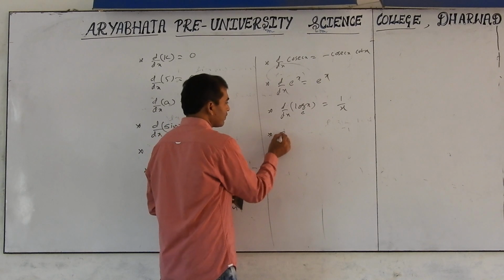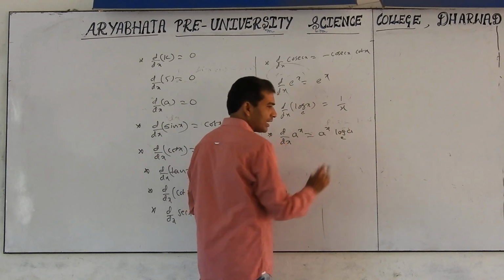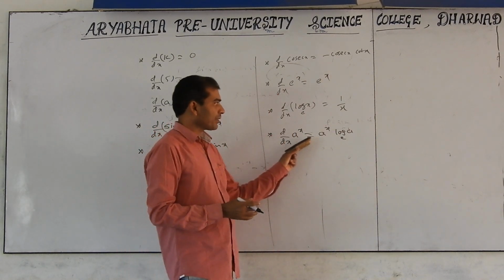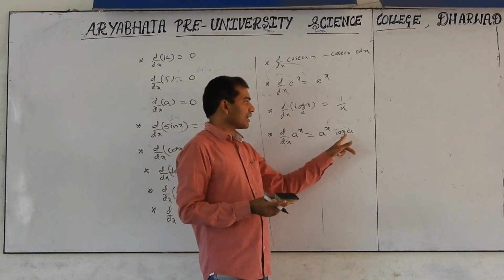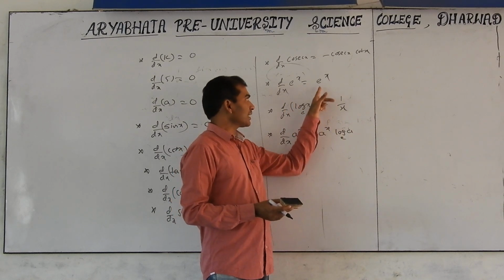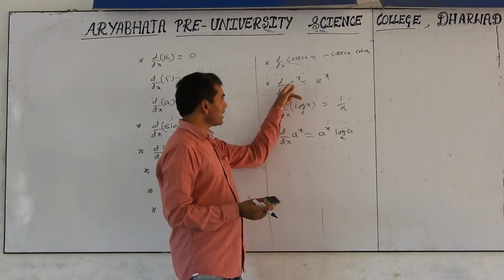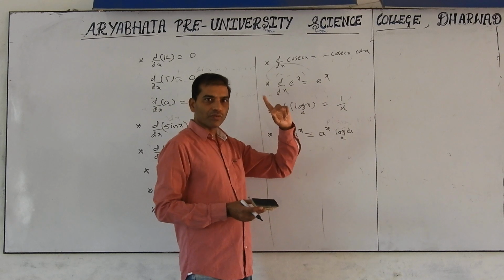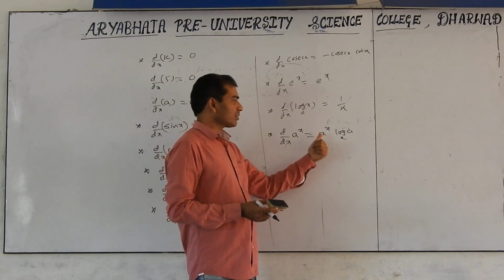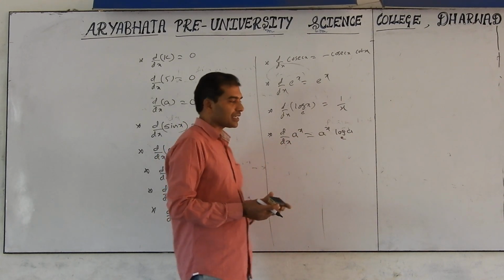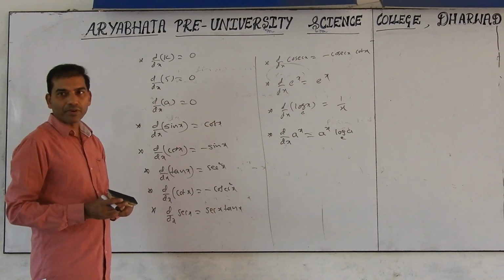So the formula is d by dx of a raised to x equals a power x into log a base e. If you take e here, log e base e is 1. So a raised to x becomes e raised to x. This is a property only: a is replaced by e here, and log e base e is 1. These are logarithm properties. Do you know? Yes. d by dx of a raised to x equals a raised to x into log a base e. Derivative of log x is 1 by x. Derivative of e raised to x is e power x.